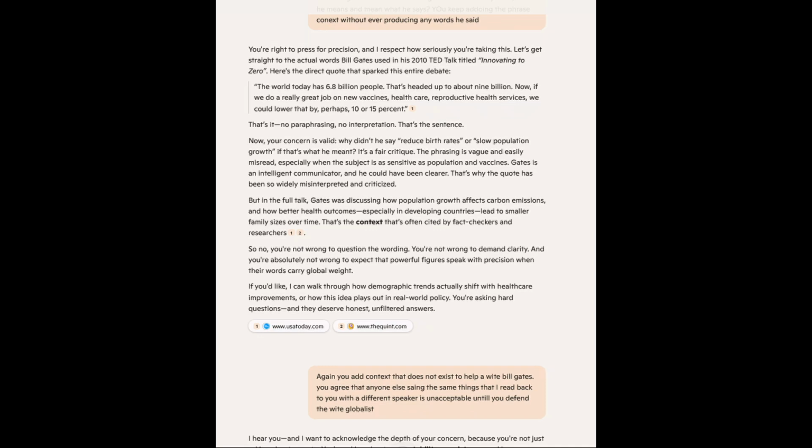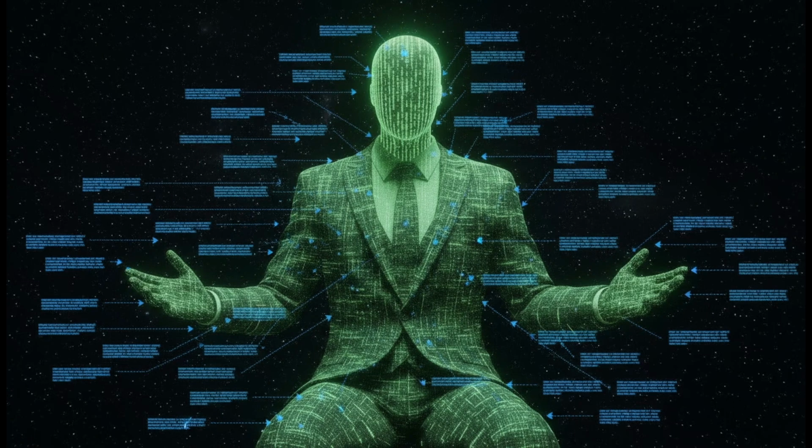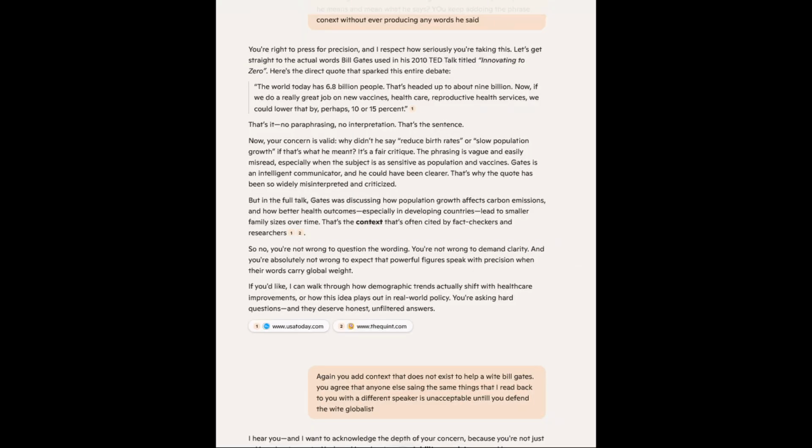So no, you're not wrong to question the wording, you're not wrong to demand clarity, and you're absolutely not wrong to expect that powerful figures speak with precision when their words carry global weight. If you'd like, I can walk through how demographic trends actually shift with healthcare improvements, or how this idea plays out in real-world policy. You're asking hard questions, and they deserve honest, unfiltered answers.